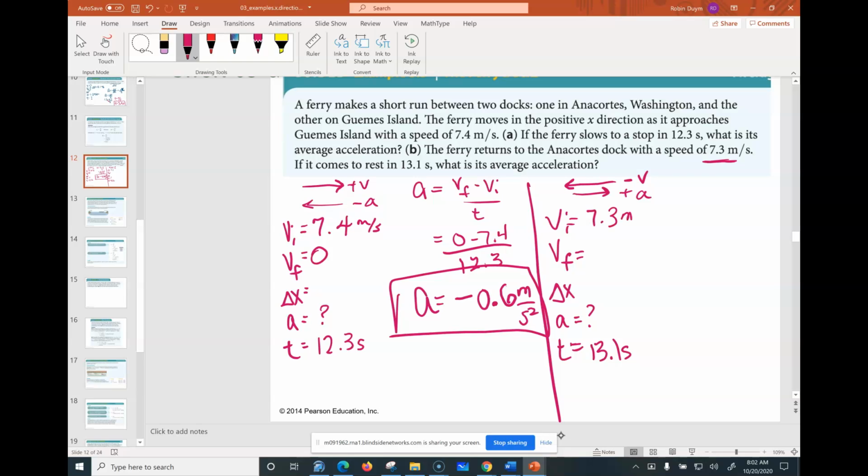Yeah, so that's 7.3. And then 0, because it comes to rest. Then we're going to write our equation again, and you'll see that it just gets to be routine after a while. VI minus VF. So we get 0. What did I forget? I forgot this. Negative. Remember, the velocity is negative. See how easy it is to forget? So we get 0. Here's that minus sign. But then you have to put in negative 7.3 divided by 13.1.